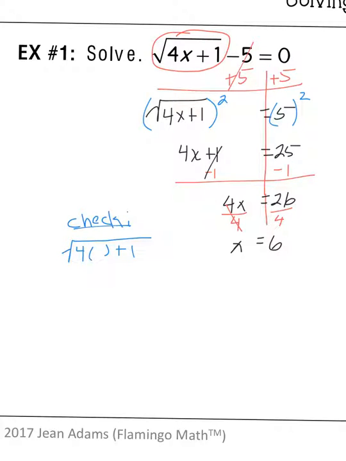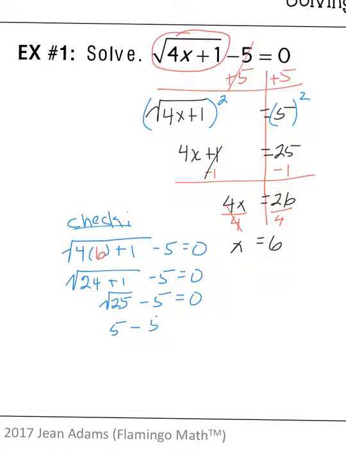All I'm doing is getting ready to substitute in. Instead of x, I'm putting in that 6. So I've got the square root of 24 plus 1 minus 5 equals 0. The square root of 25 minus 5 equals 0. Square root of 25 is 5, minus 5 equals 0. Finally, 0 equals 0. It checks. So that means this is a good solution. It works. Sometimes in the process of squaring both sides, the equation does not understand that it came from a square root where your answer has to come out to be positive.